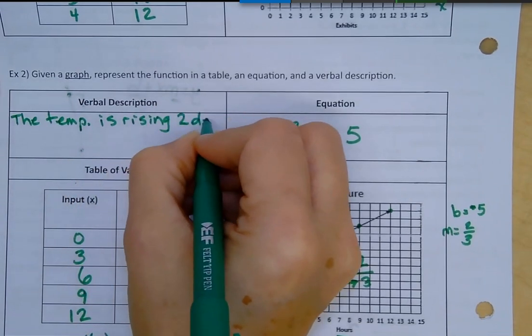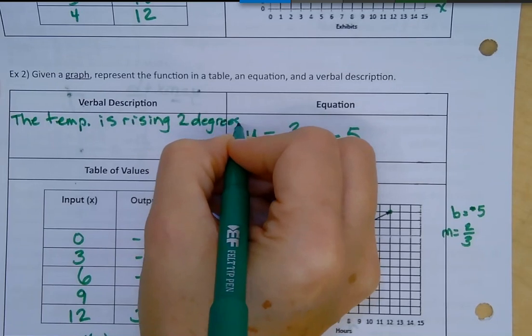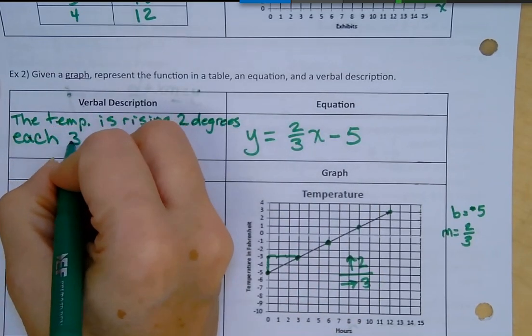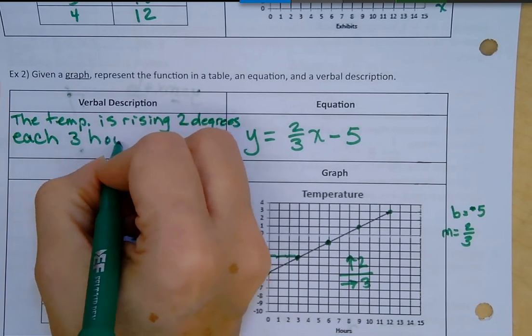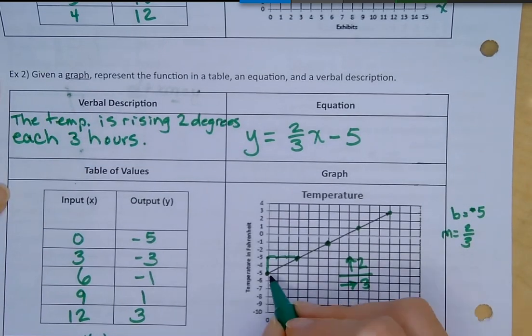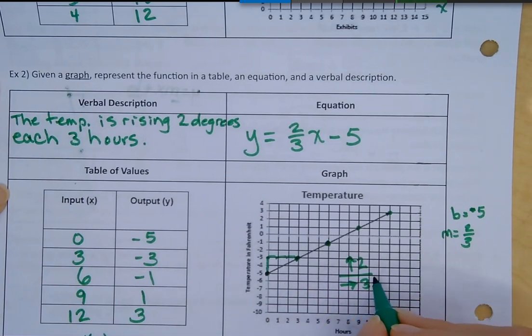2 degrees Fahrenheit each 3-hour block, each 3 hours, right? So if it's 6 hours from now, then I expect to be up 4 degrees. And if it's 9 hours from now, then I expect to be up 6 degrees higher than what I started at.